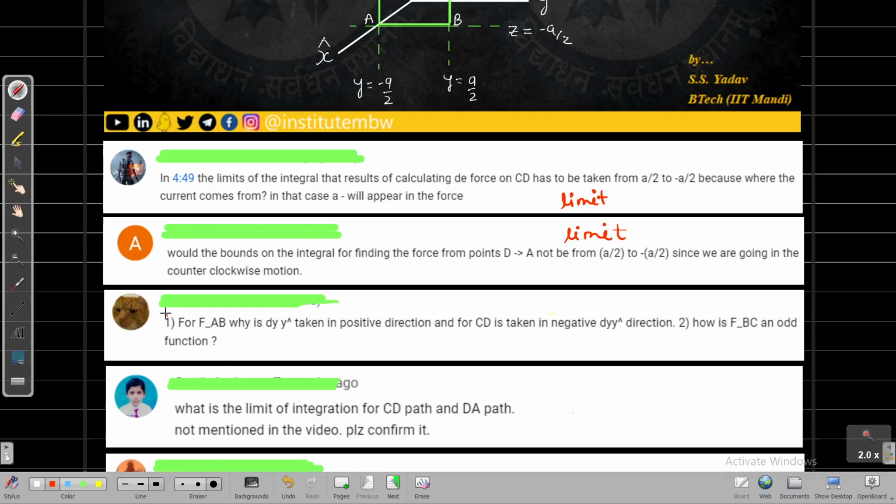This first part I will tell you, and the second part I am telling you here is why it is an odd function. For an odd function f(x), if you put minus x in place of x, then it should be minus f(x). If you have f(z) equal to z, then it is an odd function, because f of minus z will be minus z, that is, f of minus z will be minus f(z). So your two doubts have been solved.